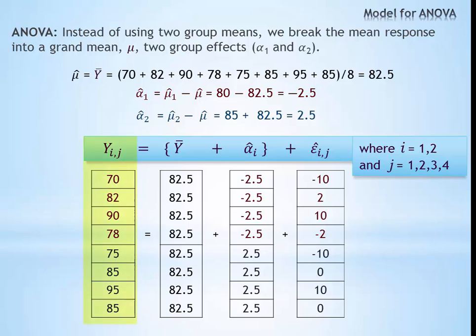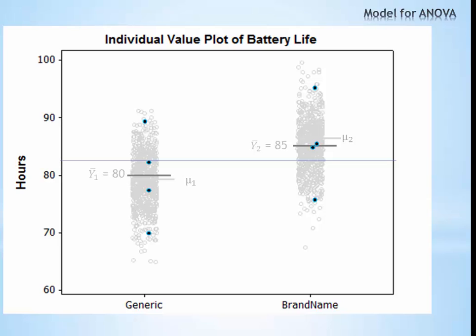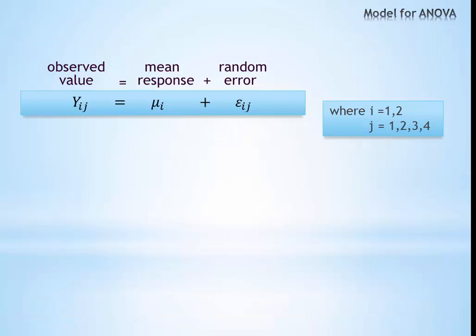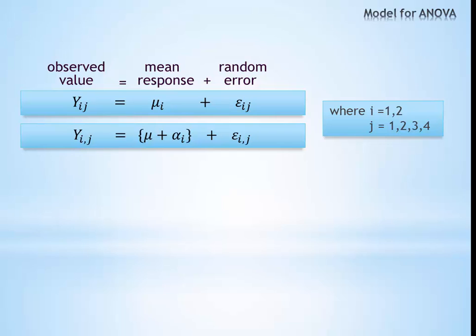We often write this as our observed data, Yij, is equal to some overall mean, mu hat or y bar, plus the effect size, plus the error terms. So visually, we have an overall grand mean of 82.5, and we can measure the effect of being in group 1 as negative 2.5, and the effect of group 2 as an increase of 2.5. In our two-sample t-test, we typically had just Yij equal mu i plus epsilon ij. In the ANOVA, we have mu plus alpha i, so we have a grand mean plus the effect sizes.